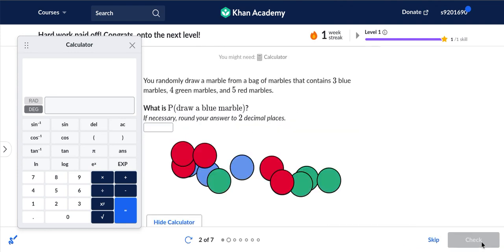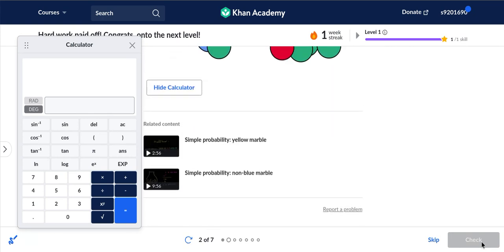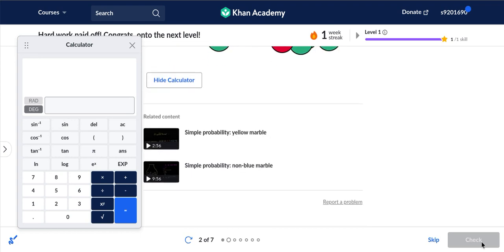It says you randomly draw a marble from a bag of marbles that contains 3 blue marbles, 4 green marbles, and 5 red marbles. What is P? Draw a blue marble. If necessary, round your answer to 2 decimal places. Uh-oh. It's not gonna be good.